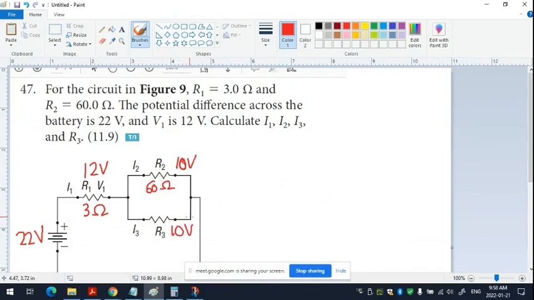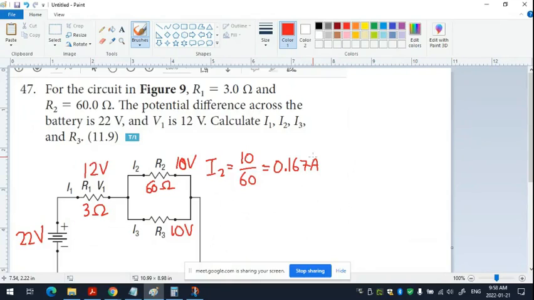I'll give you a hint. The top resistor, I know its voltage and I know its resistance. I know the voltage of R2 and I know the resistance of R2. What can I calculate through R2? The amperage, or the current, or the flow of electrons. All right, let's do that right here. I2 equals 10 divided by 60, which is 1/6, that's 0.167 amps. Great.